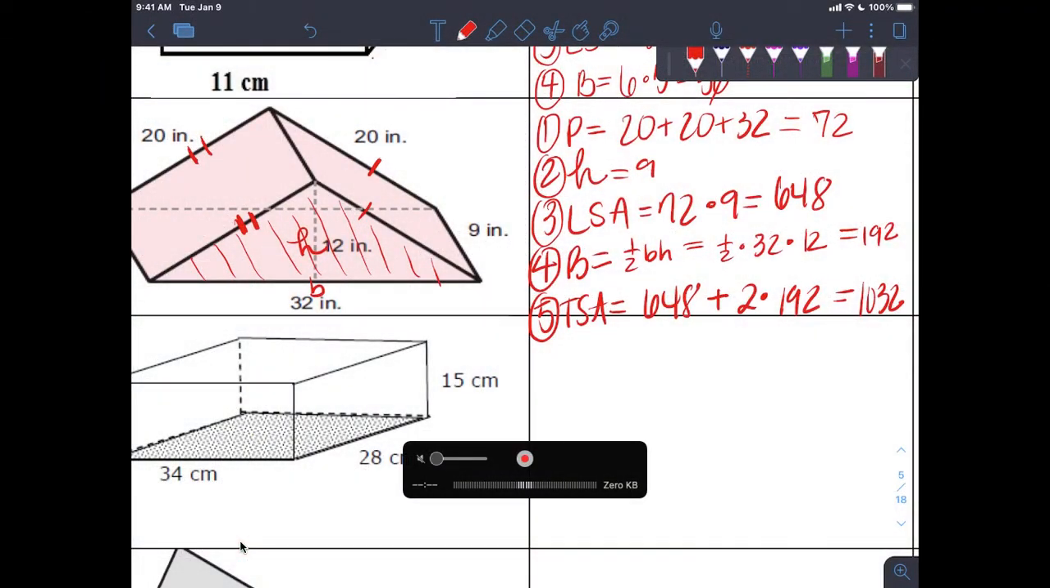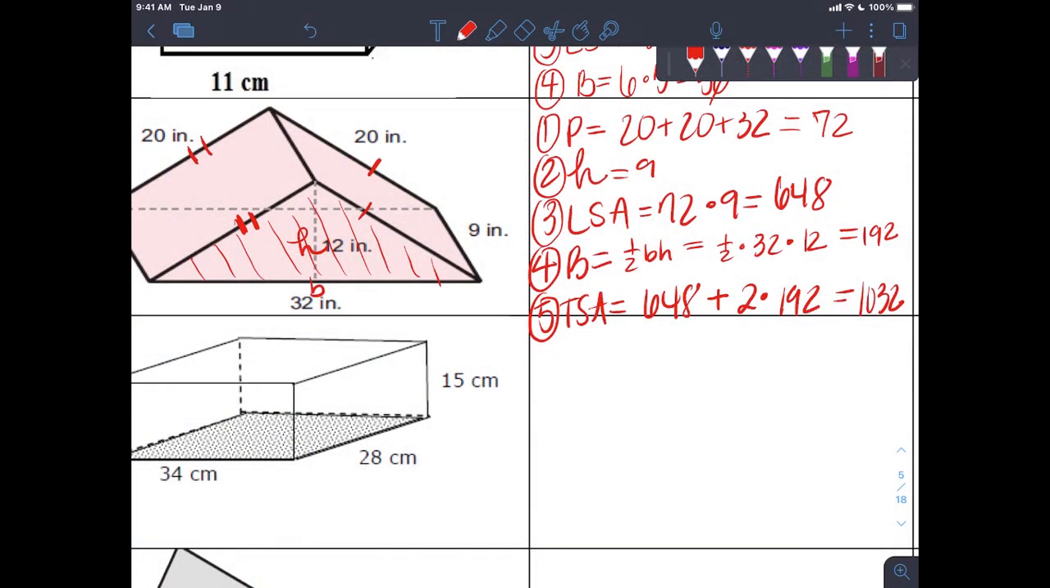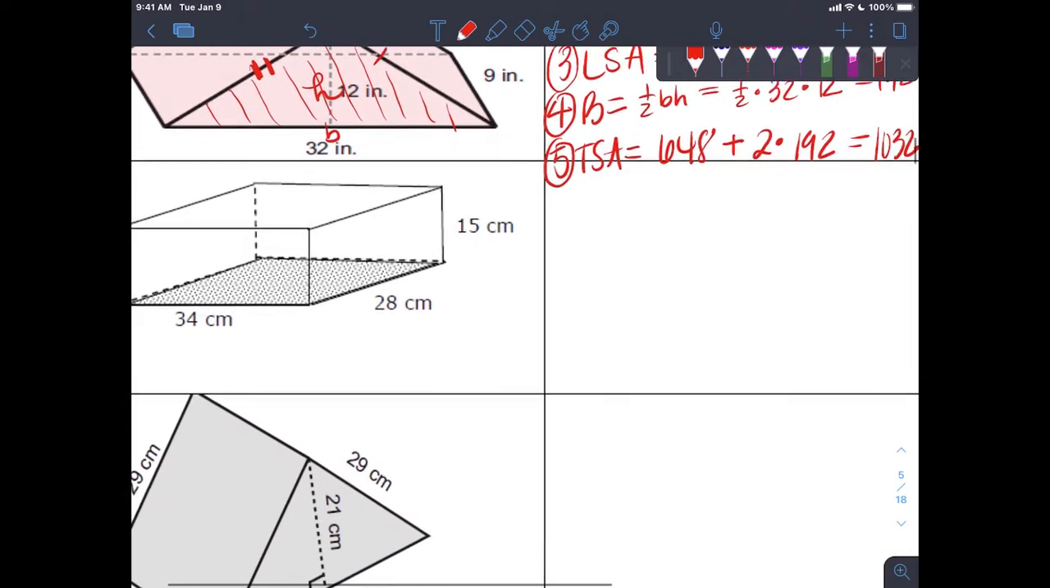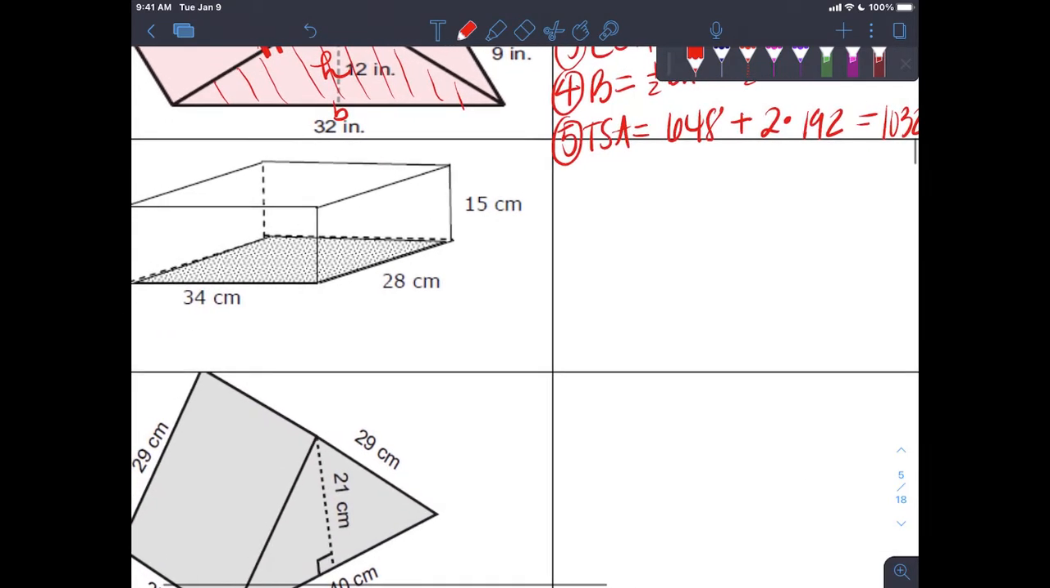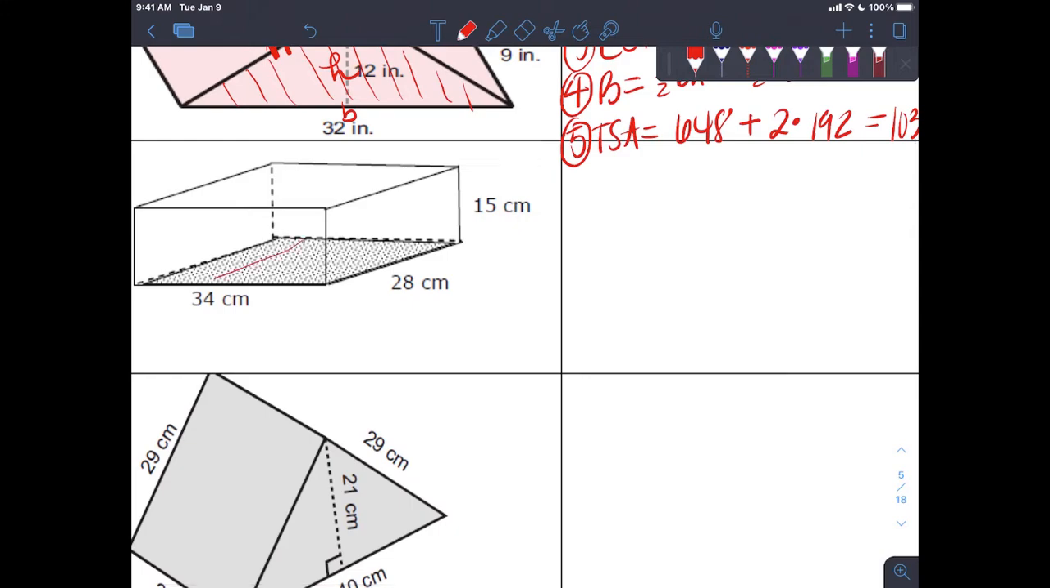Notice how we're still sticking with the same 5 steps. It doesn't matter what kind of object each one of these is. So let's take a look at another one. I see 2 items that I'm going to identify as my bases. Okay. So I'm going to first find the perimeter of my base.